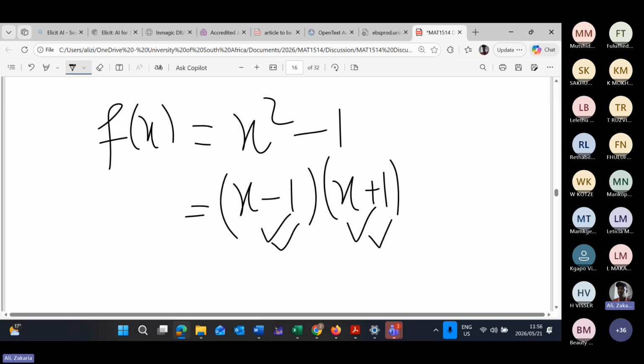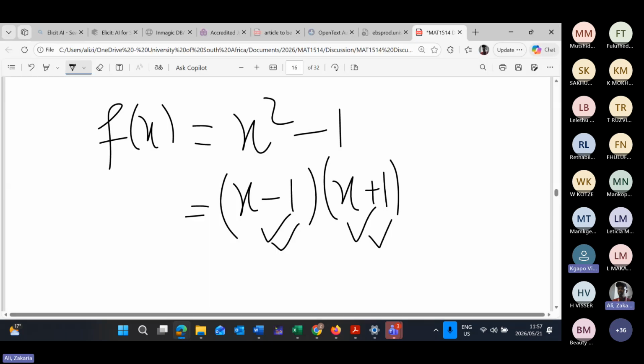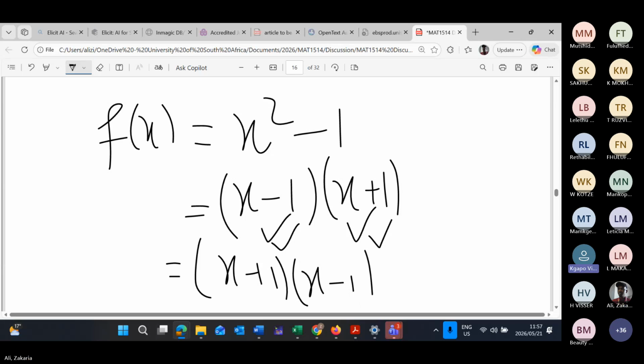Yes, 2 marks if you get the first one right, and the second one right also 2 marks. If you get the first one right and the second one wrong, you might get just 2 marks for the first one, and then you won't get anything for the second one. Or maybe if the lecturer is lenient enough, will give you a half extra mark. It does not matter which sign you start with, positive or negative. You can have it as x plus 1 times x minus 1. It doesn't matter in which order. Okay, thank you, sir.